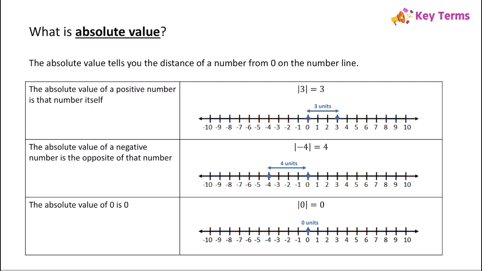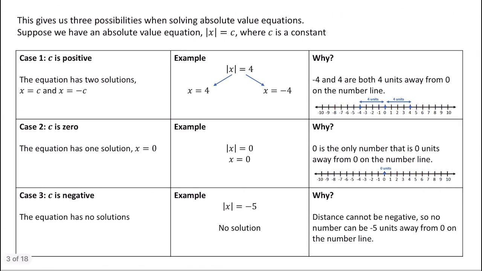The absolute value of a negative number is going to be the opposite. So like the absolute value of negative 4 is going to be 4 because negative 4 is 4 units away from 0 on the number line. The reason for this is because distance is always going to be a non-negative number. The absolute value of 0 is going to be 0 because 0 is 0 units away from 0 on the number line. So we can keep this idea in mind as we're working on solving absolute value equations.